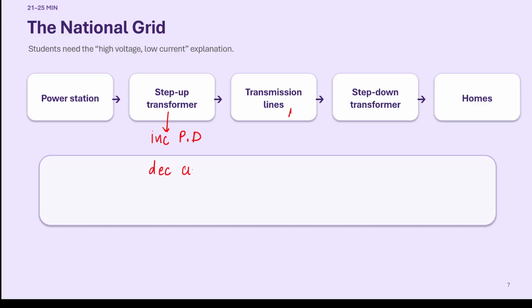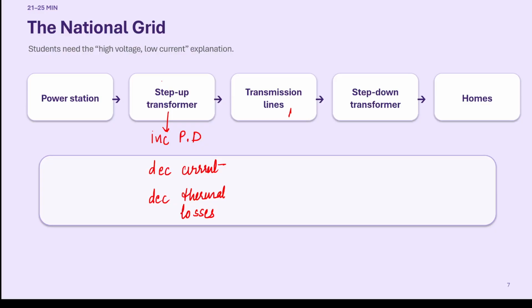Why do we want to decrease current? Because when we decrease the current, we decrease thermal losses. Okay, and everybody wants to decrease losses so that they can have high efficiency. Then we have transmission lines that transfer the voltage created in the power station to the homes.